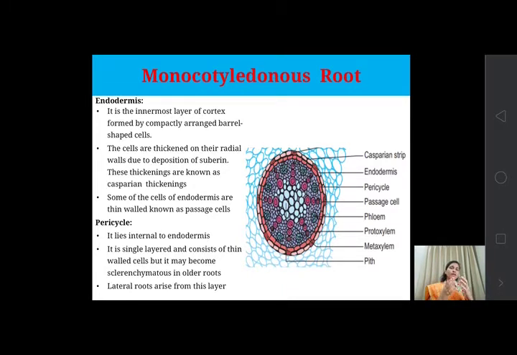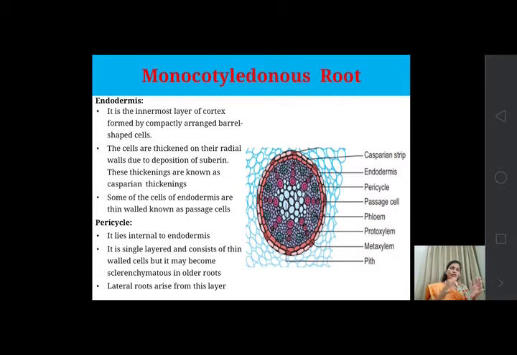So only these passage cells are thin walled, and they do not show any thickenings, and the remaining endodermal cells show the thickening of Casparian strips. Only the passage cells allow the movement of water from outside up to the xylem. So this is the endodermis, the last part of the cortex. Now there is a beginning of the stele region. After endodermis there is a starting of stele region.